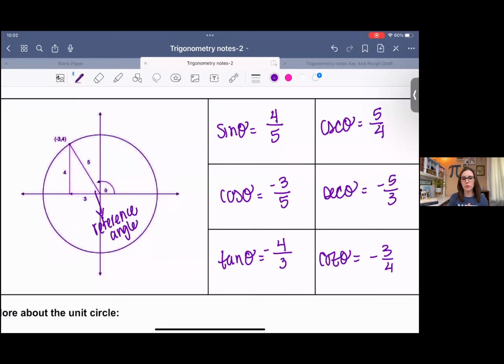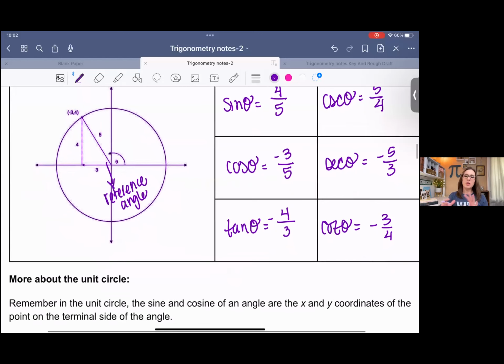These are all reciprocal functions, so basically you just have to flip the fractions, and keep the sign of the original. So cosecant is 5/4, secant is -5/3, and cotangent is -3/4, and that's all you have to do. So we're just essentially using SOHCAHTOA, reference angles, and reciprocal functions. Very, very straightforward.